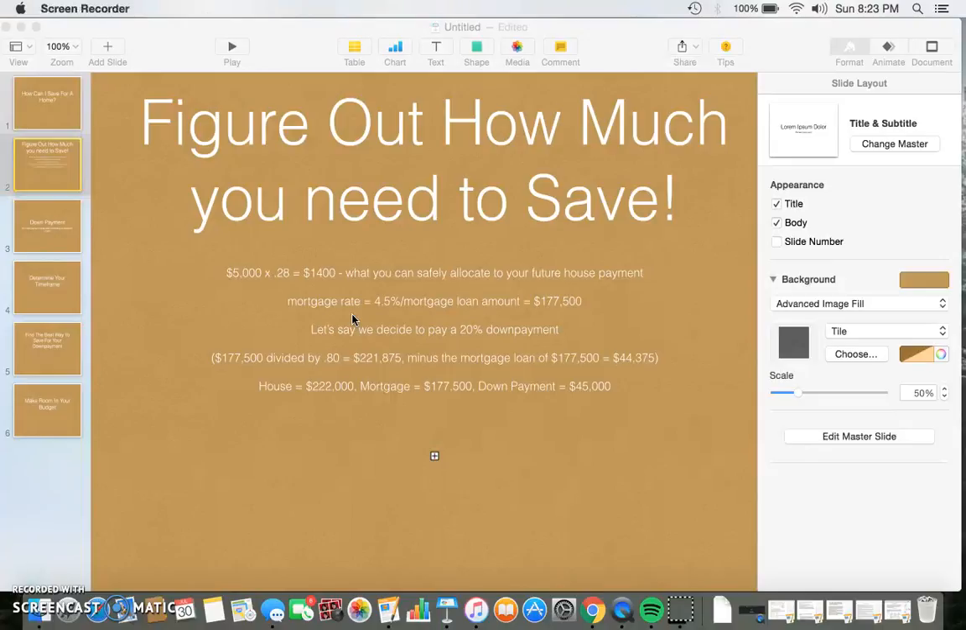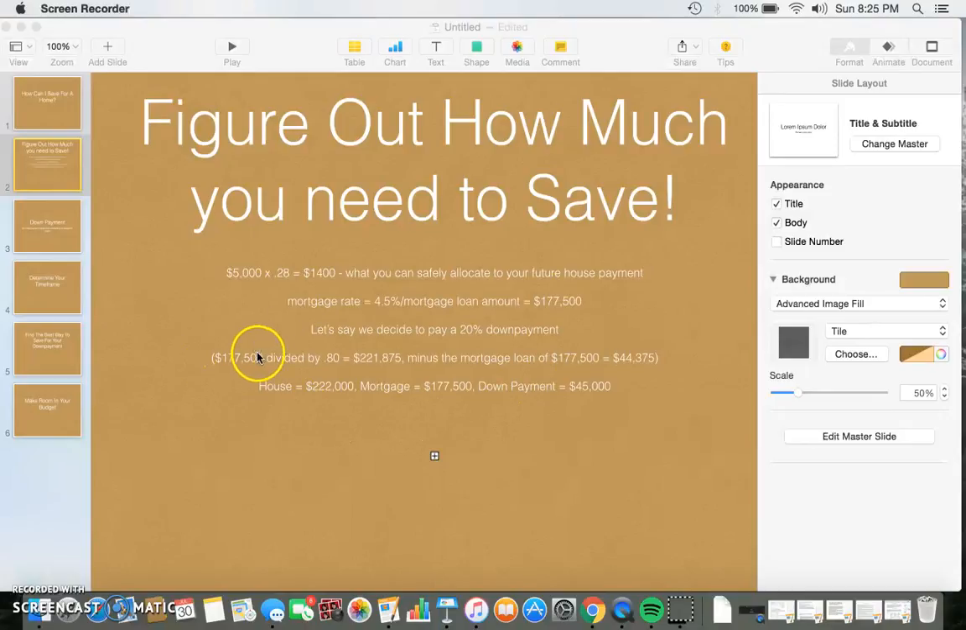So to arrive at the amount that you can afford to pay for a house, you'll have to add the down payment on top of that. For down payments today, you can expect to pay anywhere from 5 to 25%. So let's say we decide to do a 20% down payment. We have our mortgage amount of $177,500. And with a 20% down payment, we can calculate the actual dollar amount.